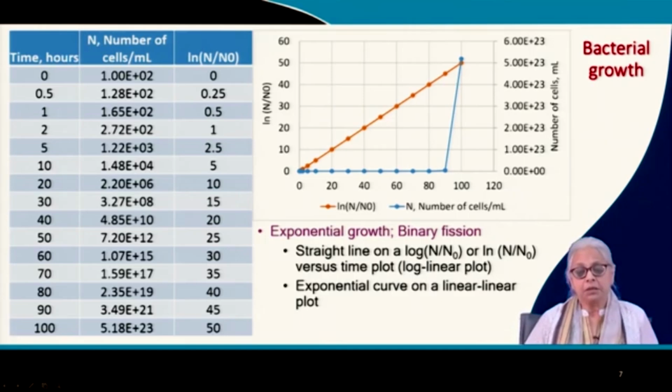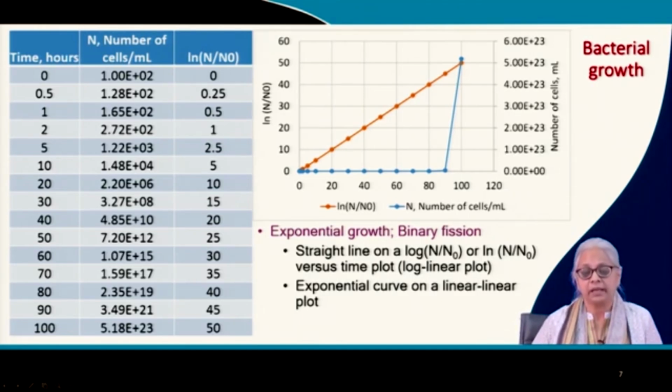So these are the graphs that you're going to get. The orange line is the log concentration, so log N by N0. This is what we also call normalized cell concentration. You can write it as natural log, or you can write it as log base 10. Either way, you know how to convert from one to the other. And log N by N0 is a straight line.